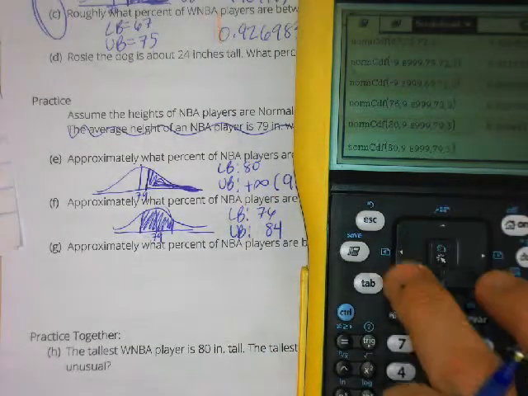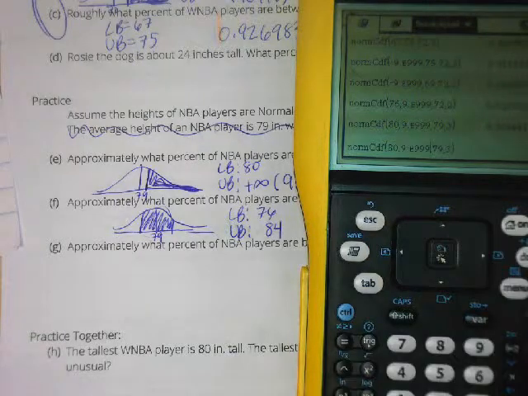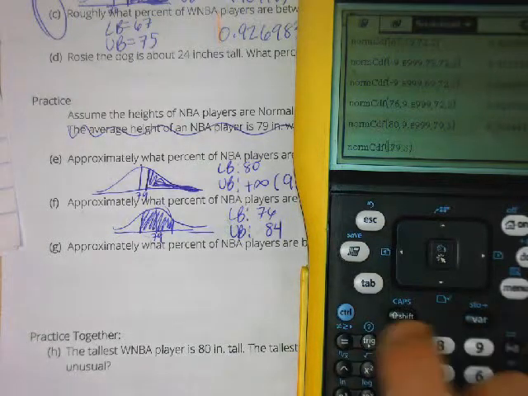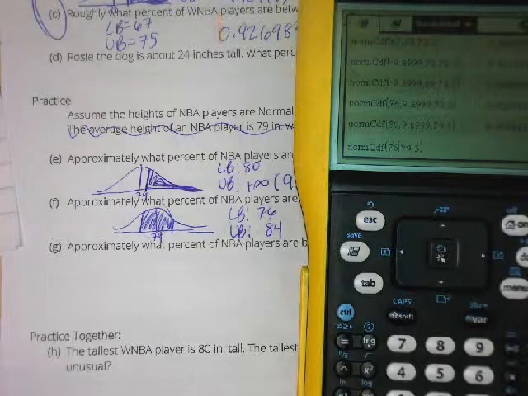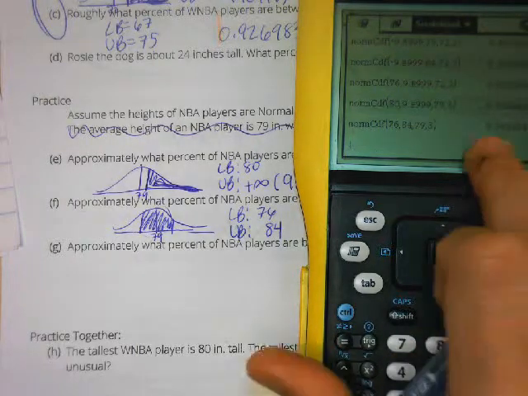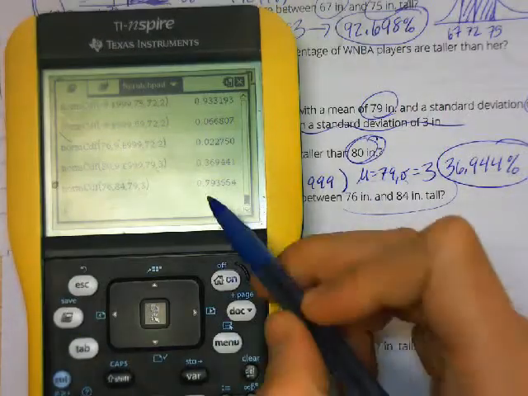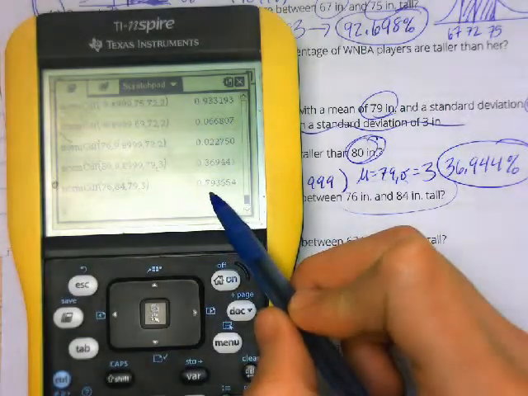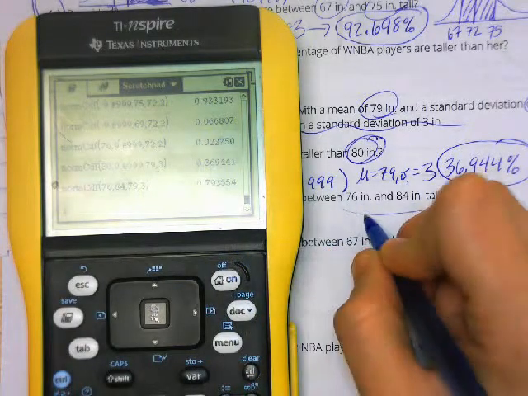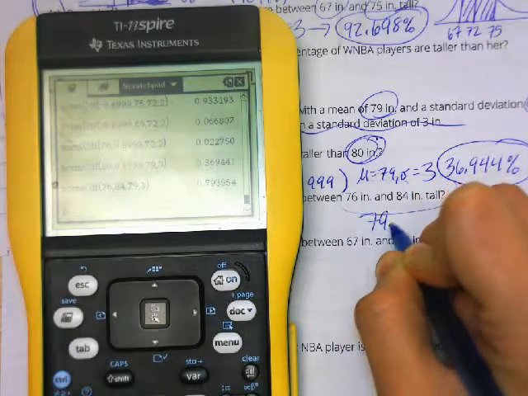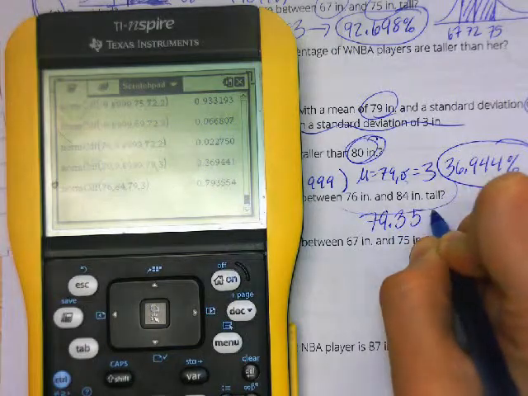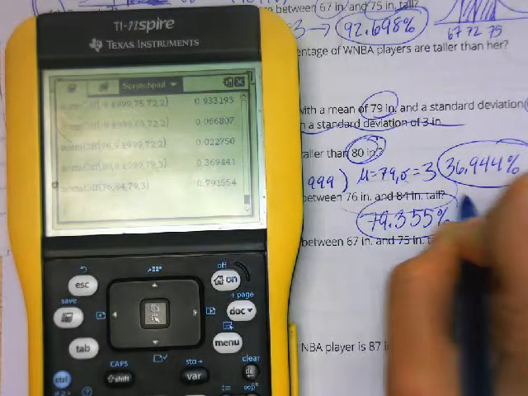So those are the only two numbers I have to change. 76, comma, 84. Yep, I'm right. This number is much bigger than the last one. We get 0.793554, or 79.355%.